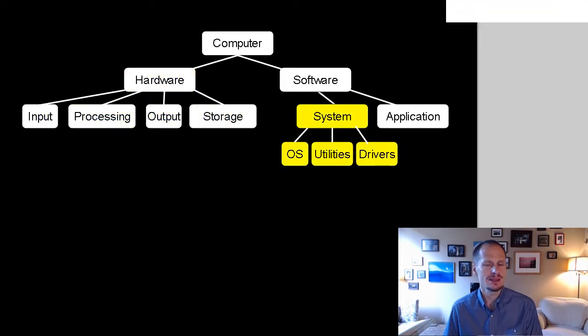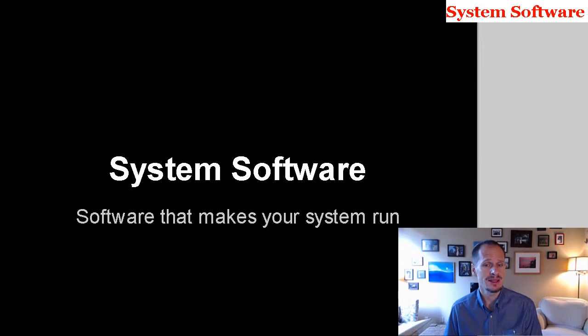This week we are moving on to talk about system software. When we break a computer out into hardware and software, we can further break software out into system software and application software. And then we can break system software down into your operating system, your utilities, and your drivers. So we're going to learn this week about operating systems. We're going to learn about utilities, which are pieces of software which help make your system run.